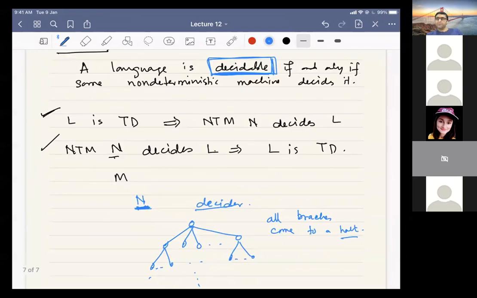Any questions? If no questions, then I think we can take a break now. Maybe we can take a break a few minutes early. Let's come back in 10 to 15 minutes.